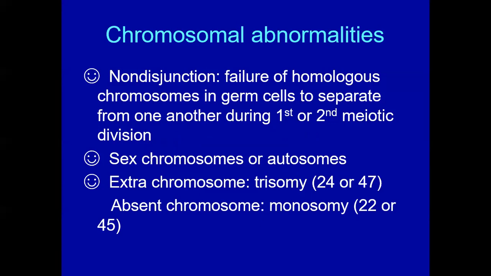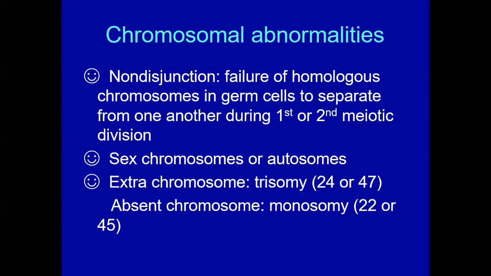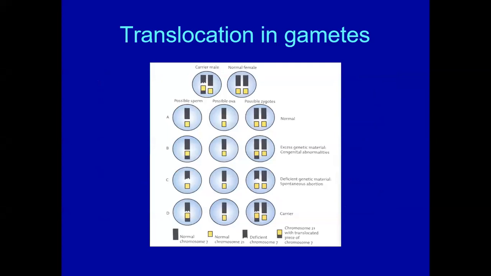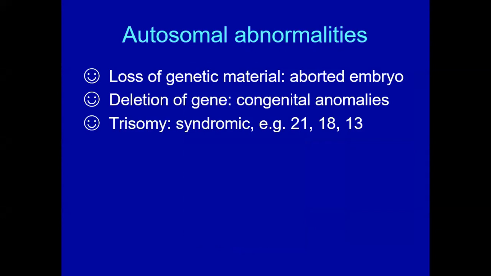Among the abnormalities, in the autosomes there are most probably trisomies and monosomies, and also autosomal disorders and sex chromosome disorders, comprising Turner syndrome and Klinefelter syndrome. Autosomal abnormalities, so these are the most important causes.